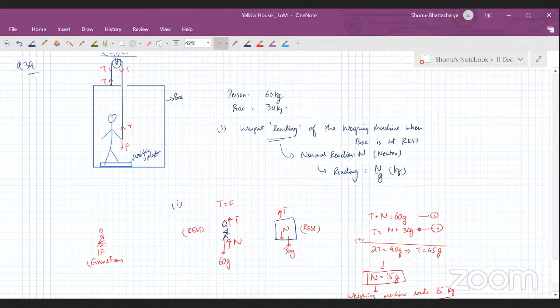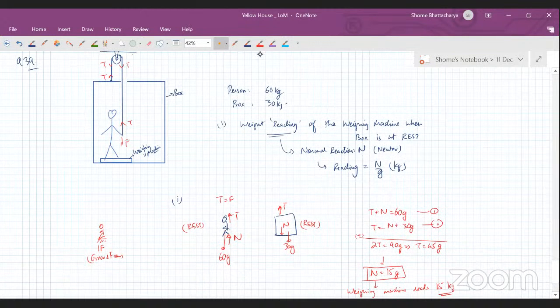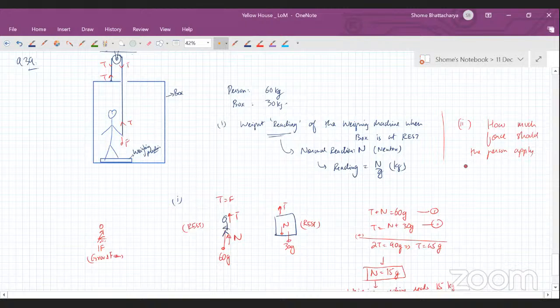The second part is now asking how much force he should exert downward so that the weighing machine shows his true weight. How much force should the person apply on the rope so that the weighing machine shows the correct reading?